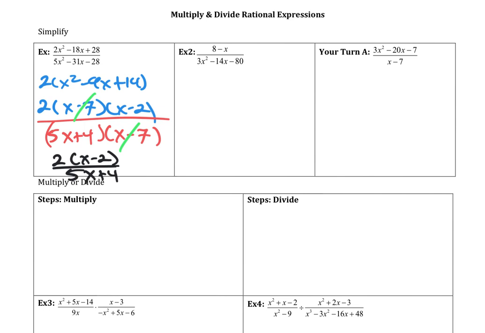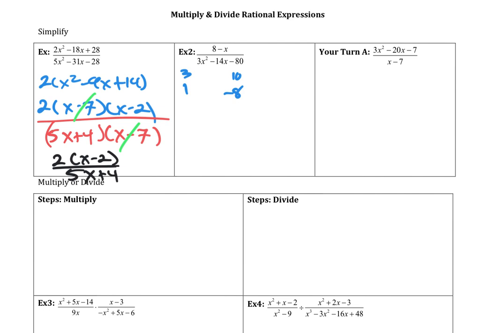Looking at our second example, we have x minus 8 over 3x squared minus 14x minus 80. Again, we want to look at our numerator first. I can't factor x minus 8 at all, so I'm going to look at our denominator. For this one, I'm going to demonstrate the butterfly method because I have a little bit more space. I have a 3 and a 1. Those two multiply to be a 3x squared. And then for my other value, I have a negative 80. I want two numbers that multiply to be negative 80. I'm going to go with a positive 10 and a negative 8.